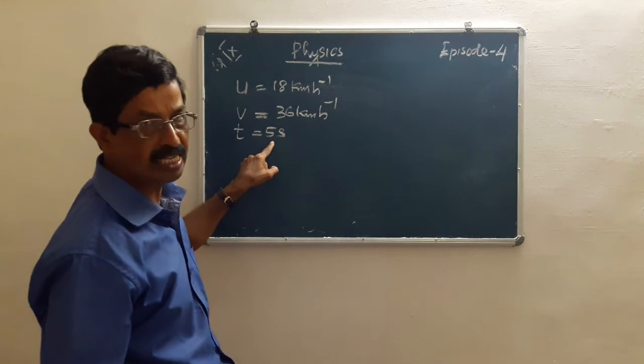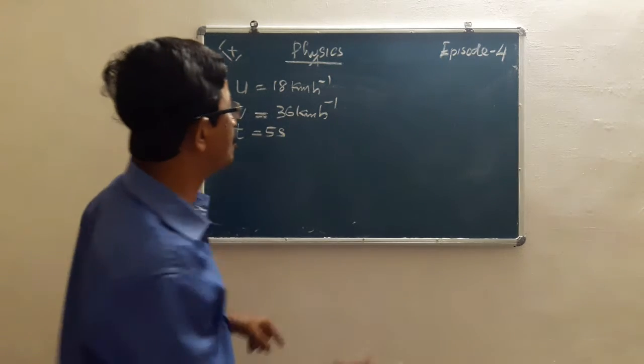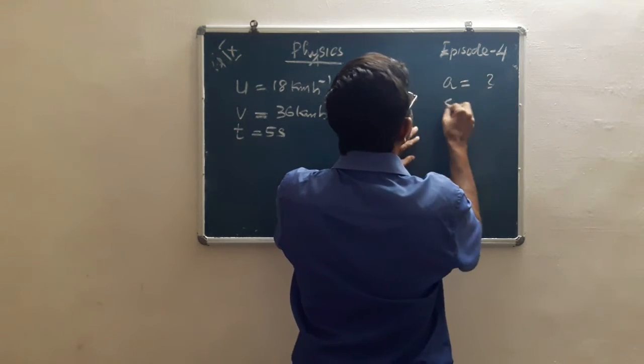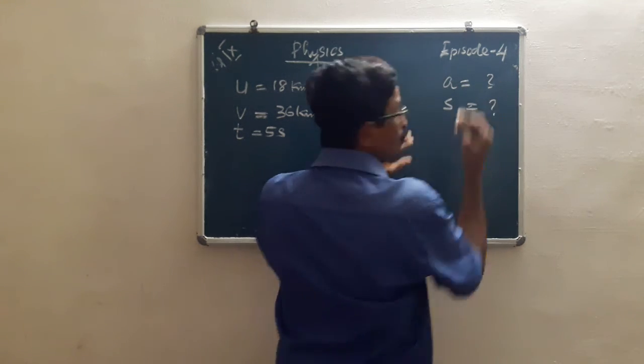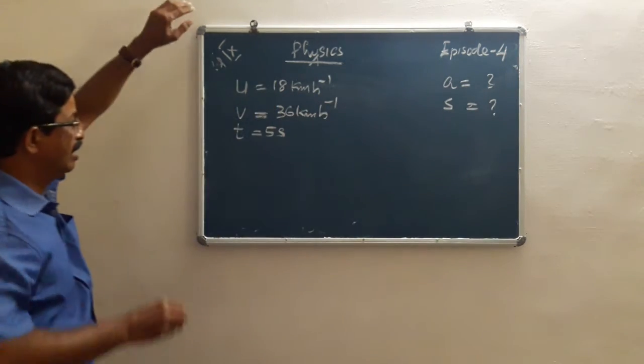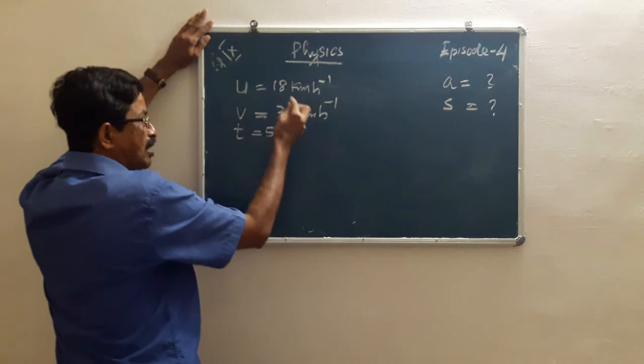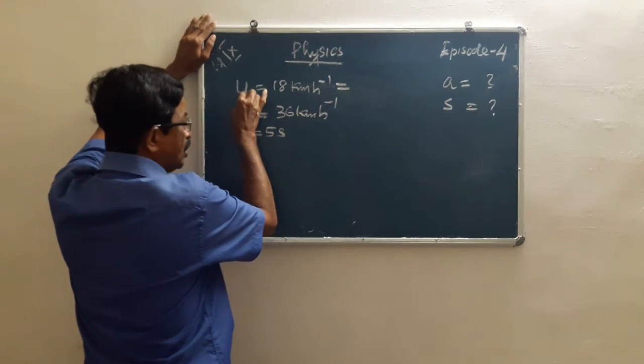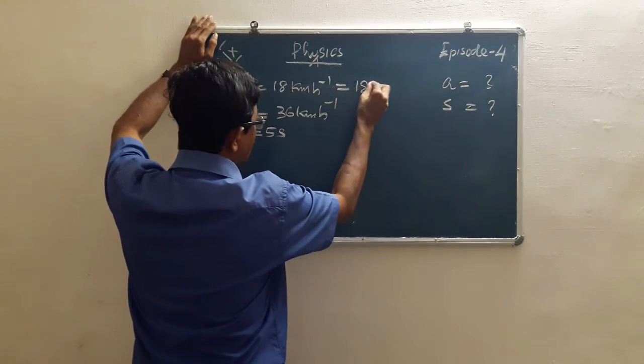Once again the question: a car accelerates uniformly from 18 kilometer per hour to 36 kilometer per hour in 5 seconds. What are the things we want to find? We should find first of all acceleration, then distance traveled. These two things we want to get. See, to change kilometer per hour, at first the initial velocity is 18 into.